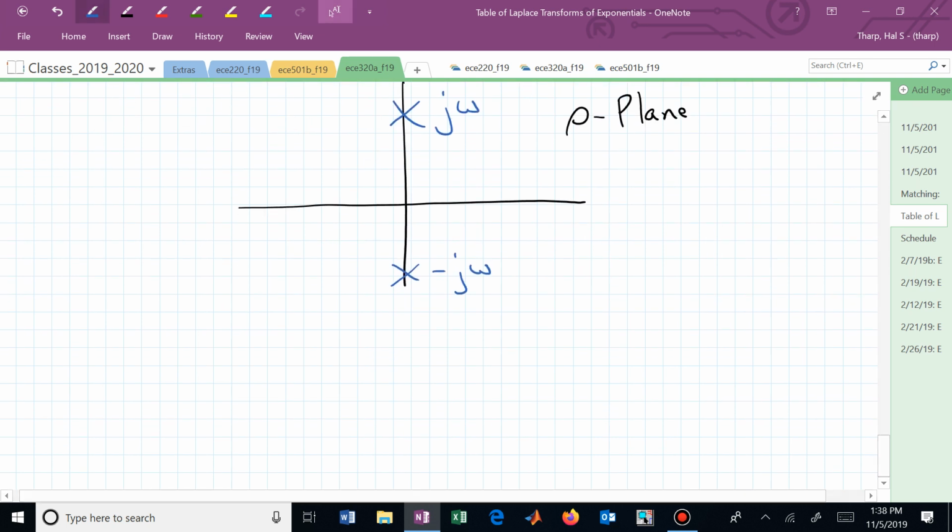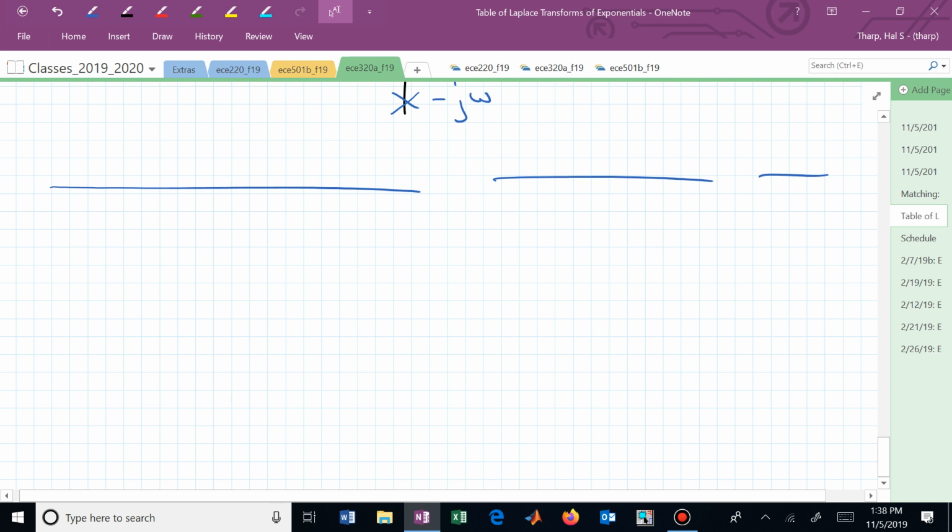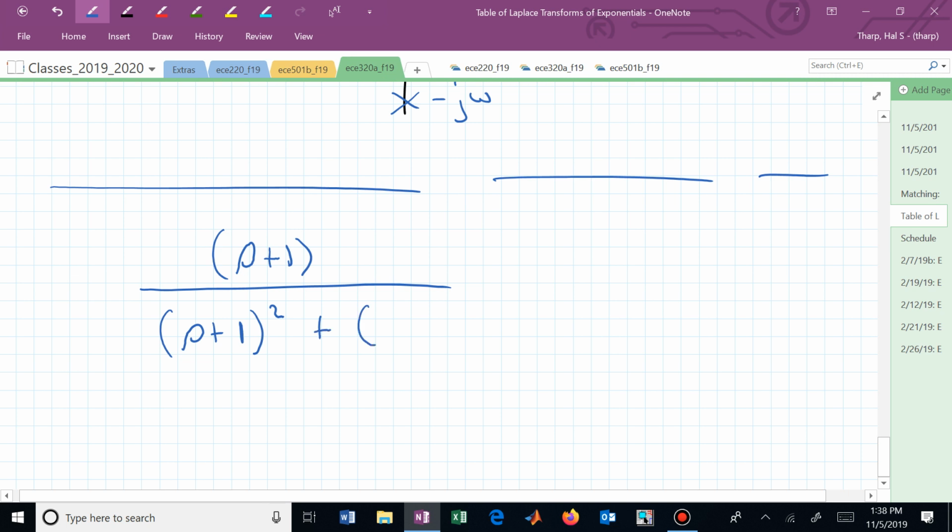What if I now gave you a waveform in the frequency domain, maybe I'll call it X, like that. What does that look like in the time domain?